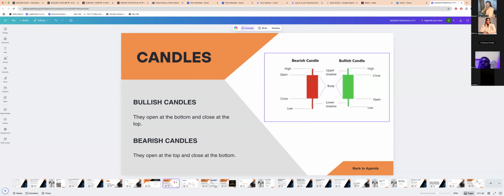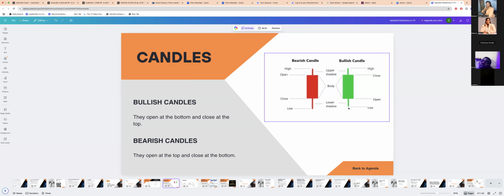Now, the body shows you the open and close price of the candle within that particular period of time. And the wick shows you the highest and lowest point the market got to within that particular period in time.